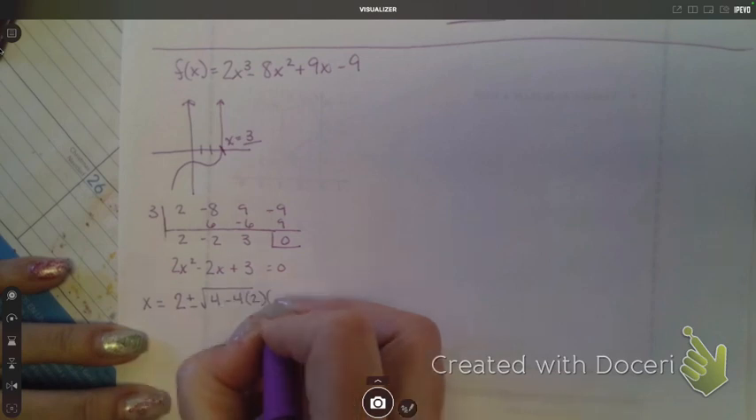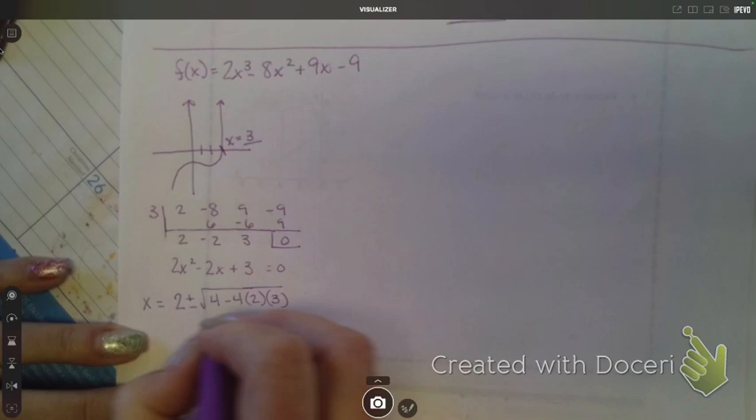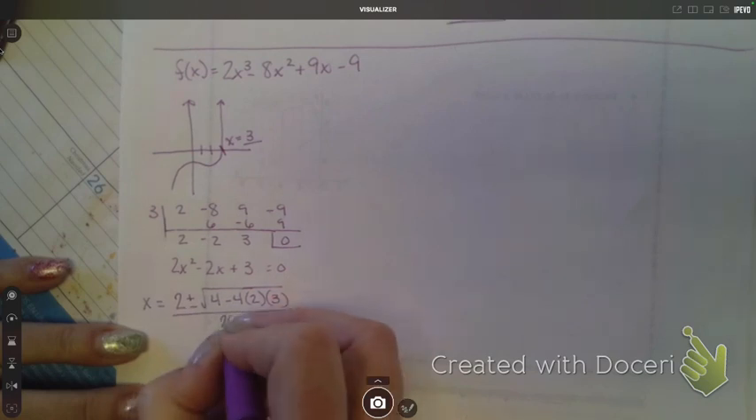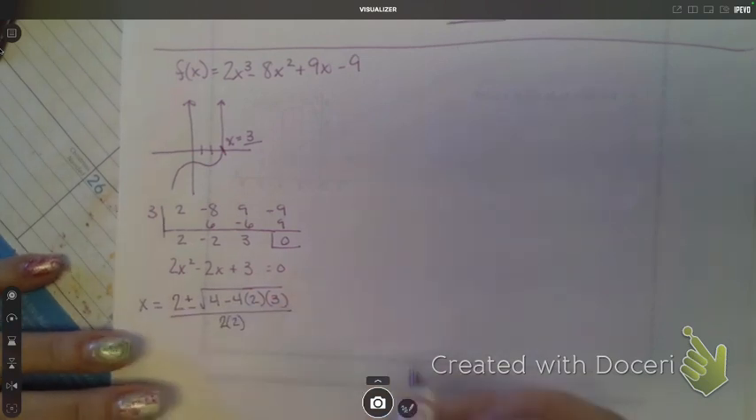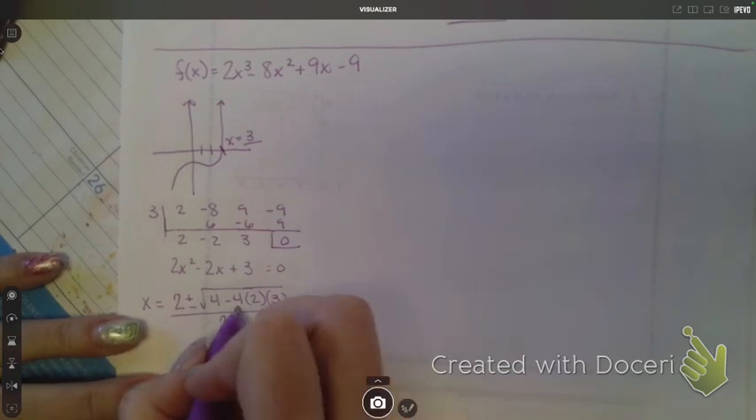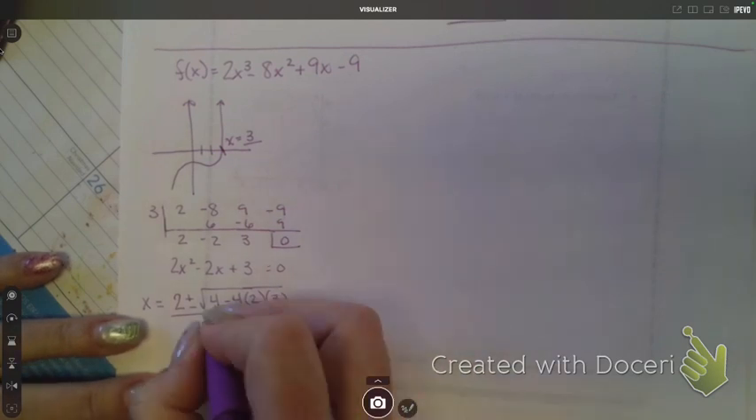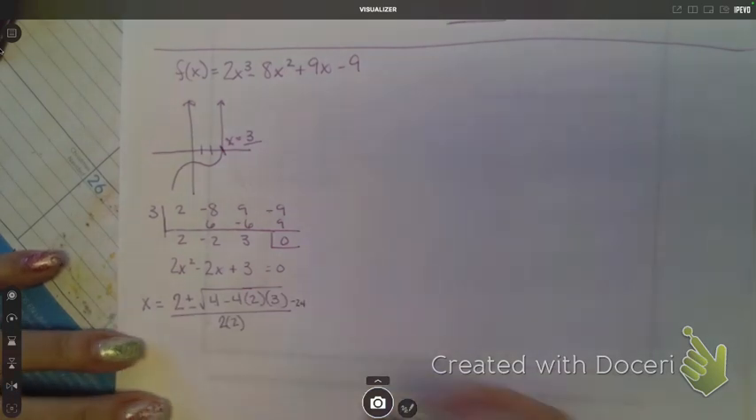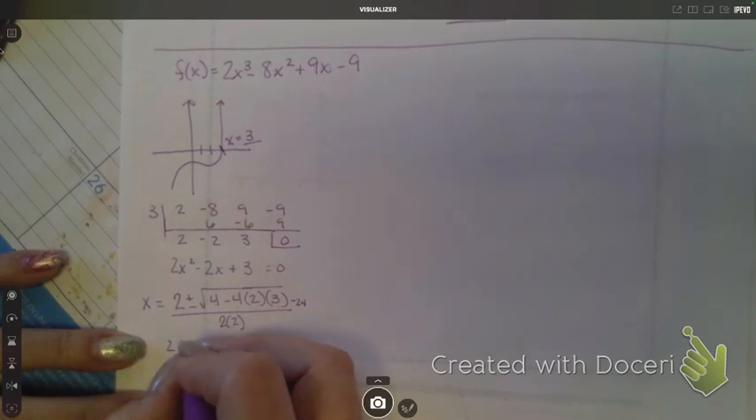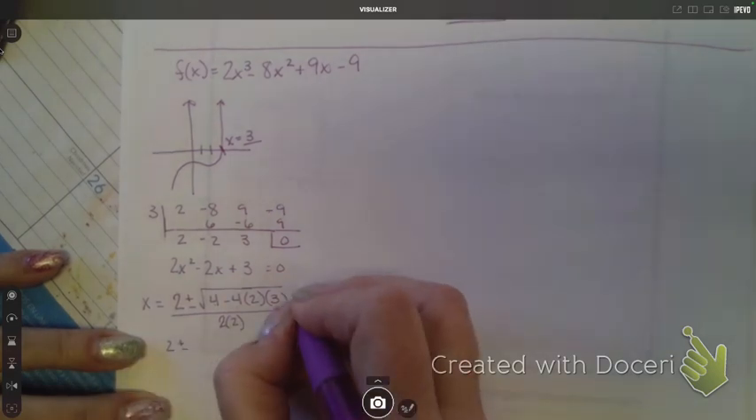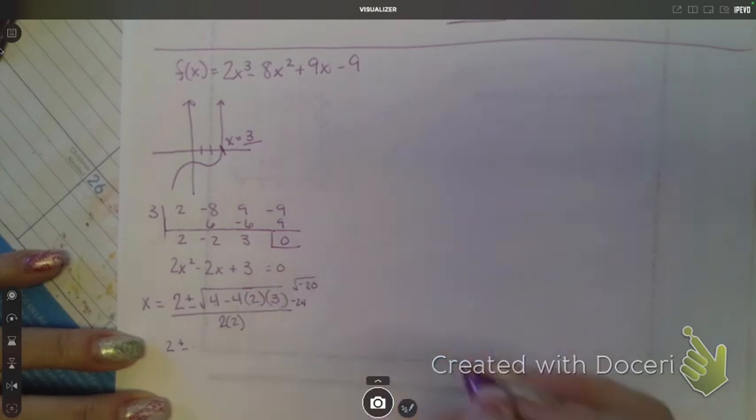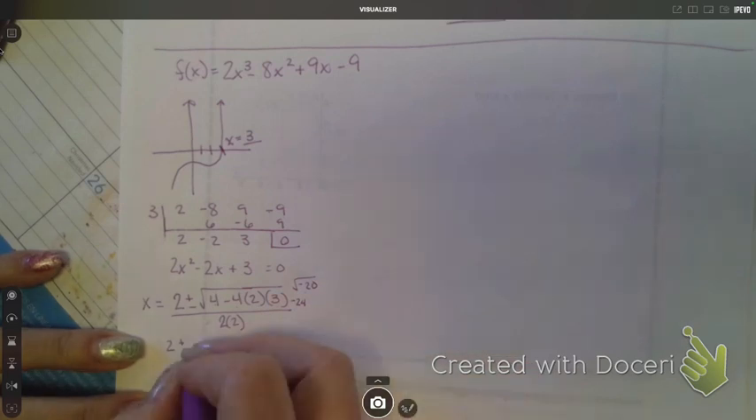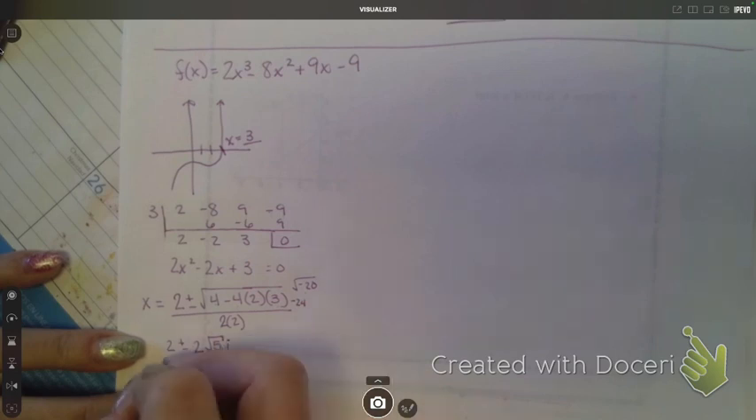a times c, all over 2a. So 4 times 6 is 24. So 4 minus 24 is negative 20. So 2 plus or minus the square root of negative 20. The perfect square root of 20 is 4, right? So bring out a 2, square root of 5, i, over 4.